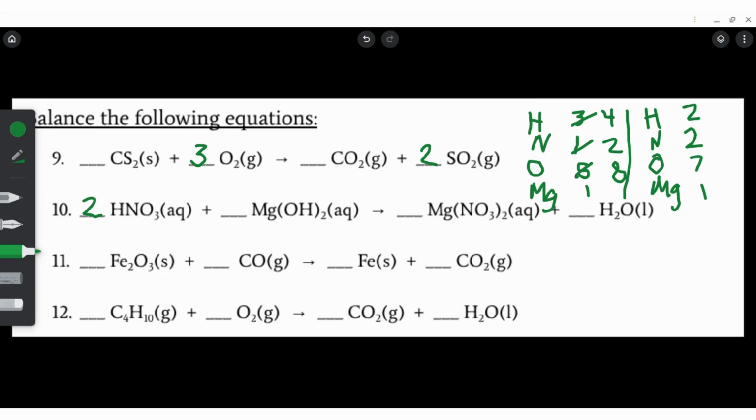Next I want to try to make the hydrogens balance because there are 4 on our reactants and 2 on our products. And so to do that, I'm going to put a 2 in front of the water right here. That's going to change my product number of hydrogens to 4, and it's going to add another oxygen on this side. So we have the 6 right here plus 2 is going to be 8. So now we've got 4 hydrogens on each side, 2 nitrogens on each side, 8 oxygens on each side and 1 magnesium on each side, so this equation is now balanced as well.